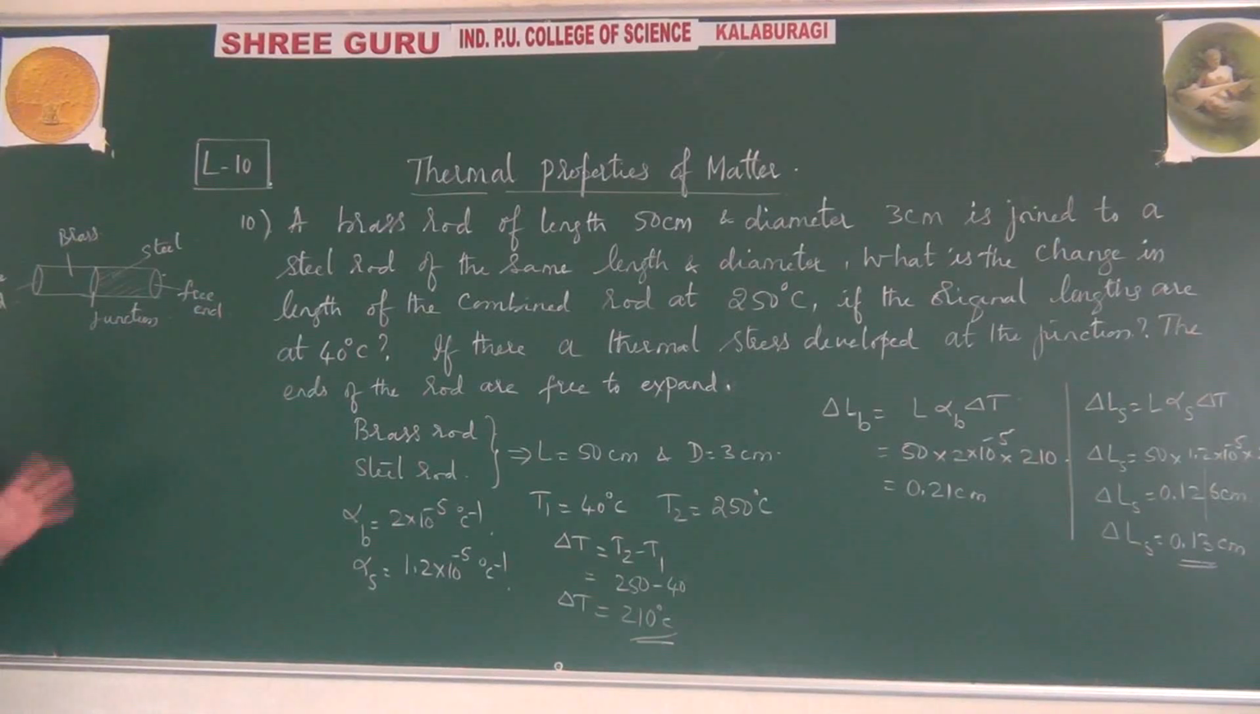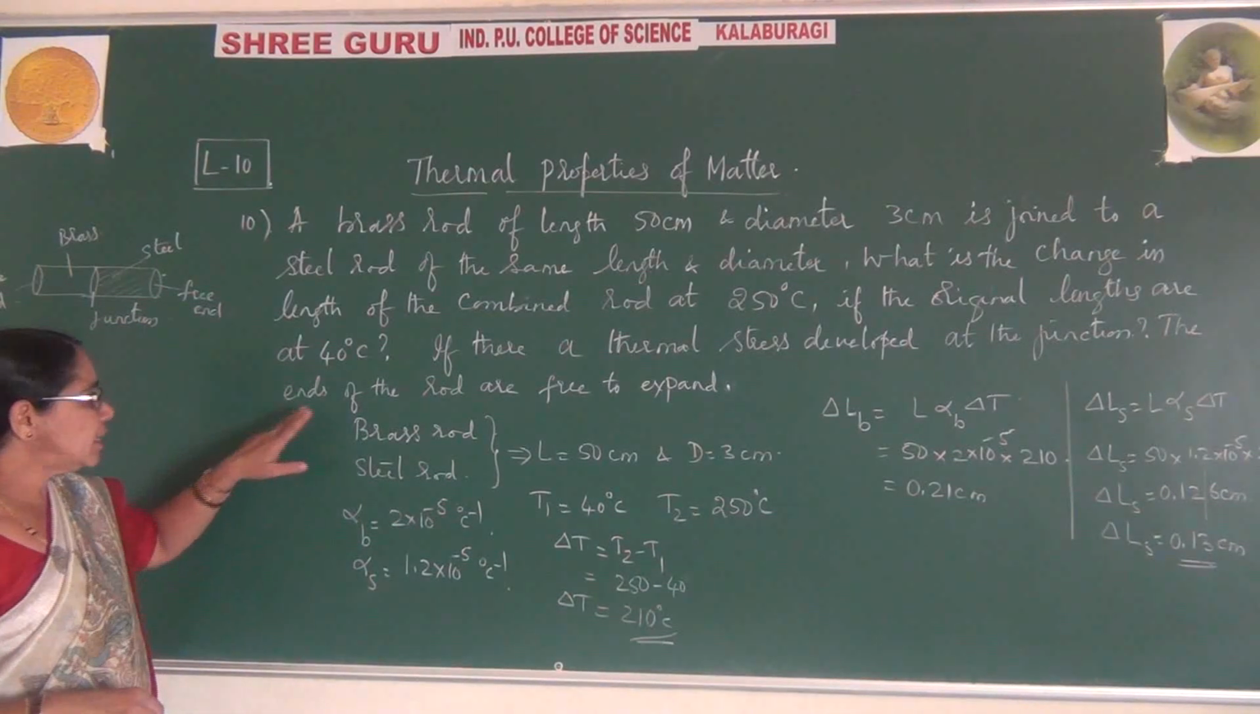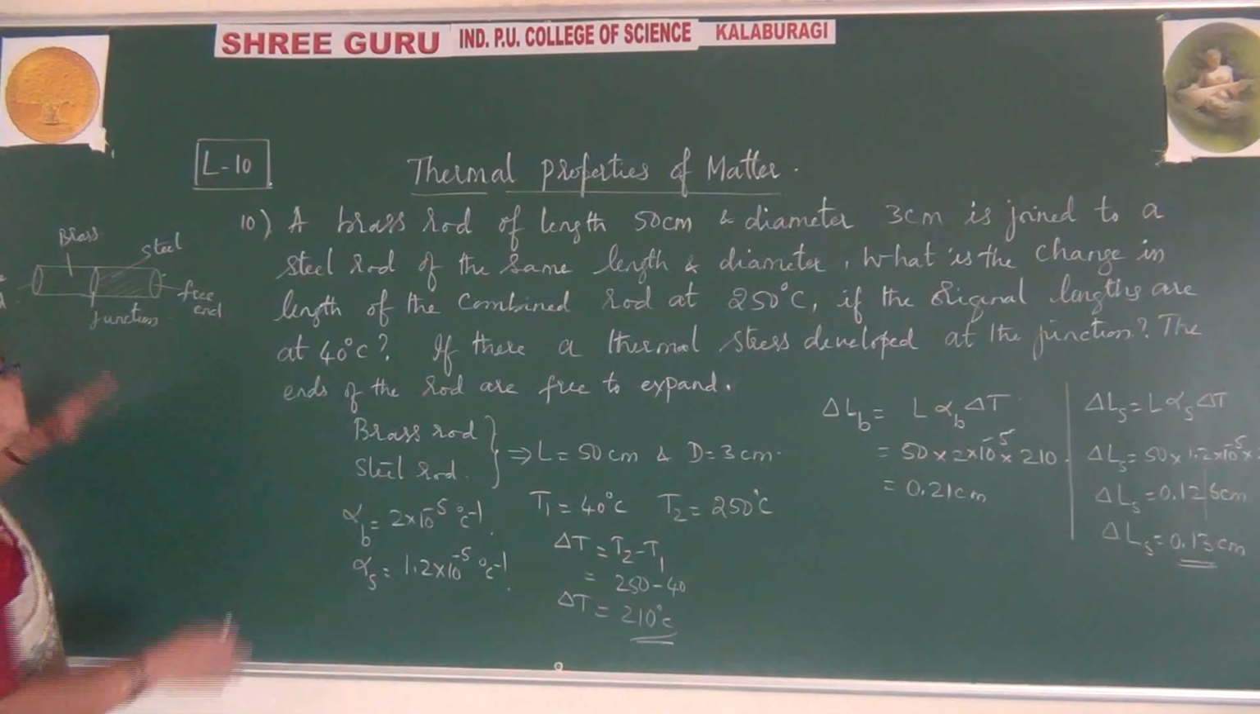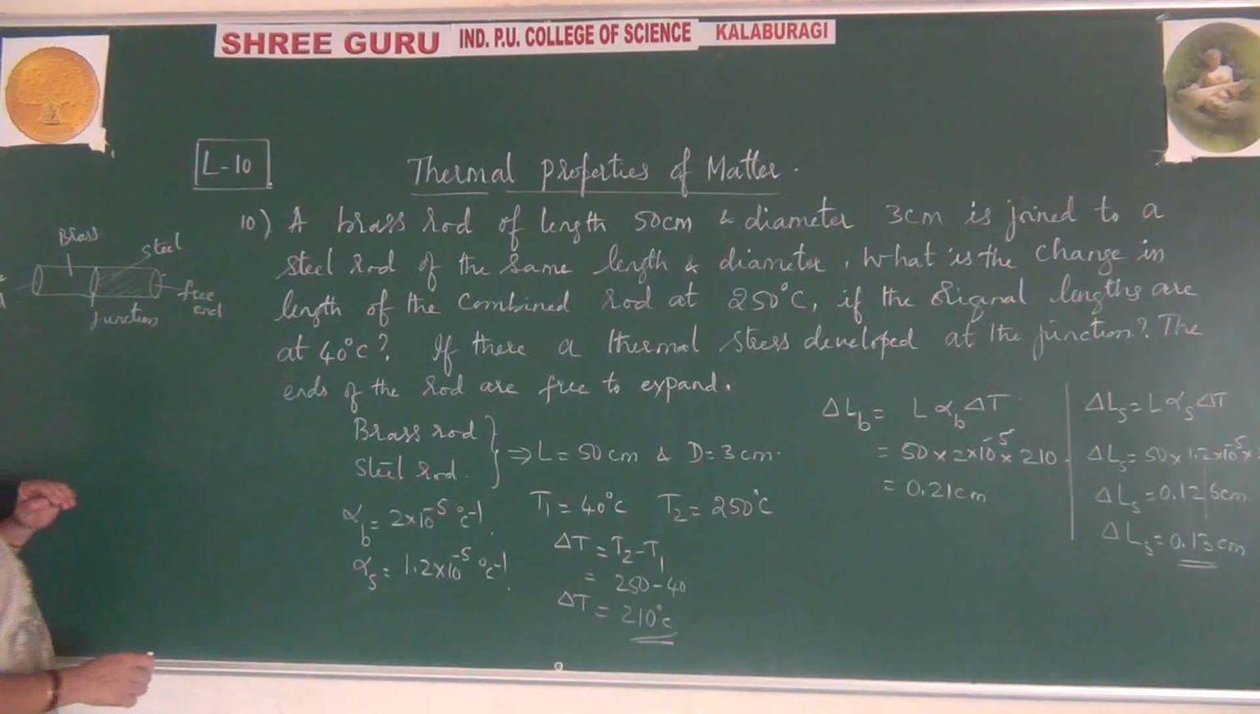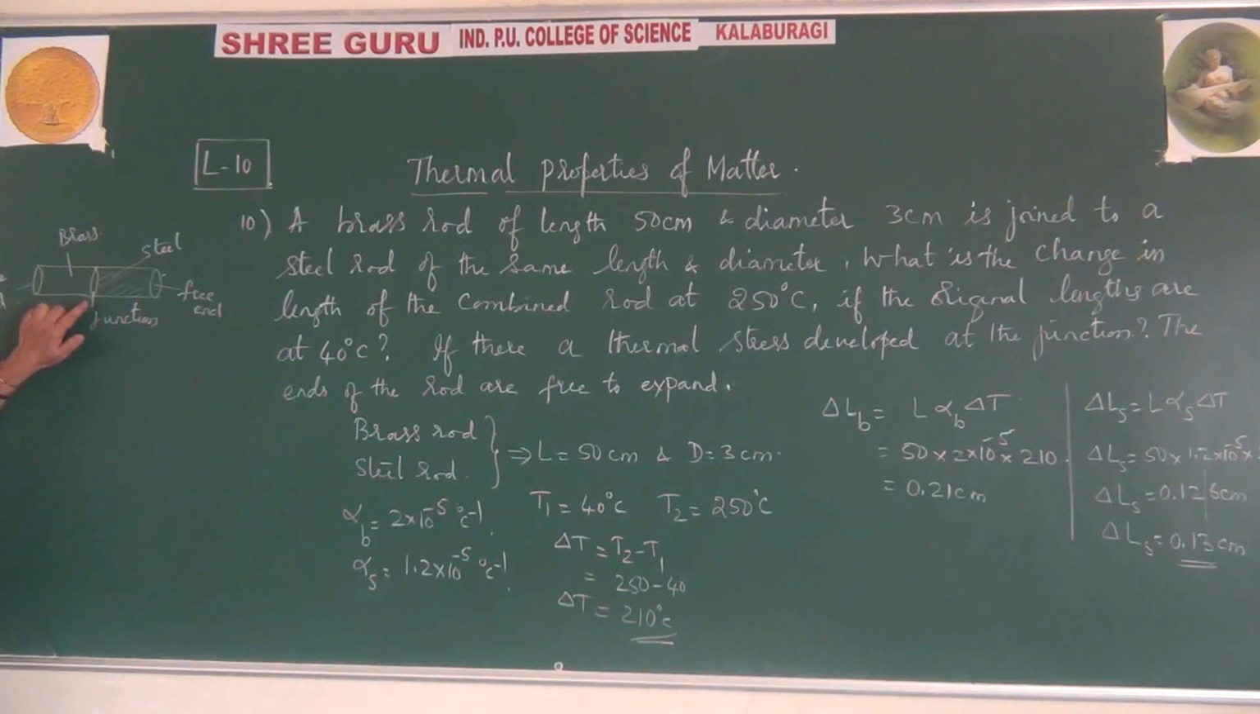Here, already in the question they have given that the ends of the rod are free to expand. So at these ends they are free to expand, and you need not worry about those ends. What about here? For both the rods, the change in length has been calculated after heating, there is an expansion, and they have joined here as a combined rod. At this junction, both are joined together.